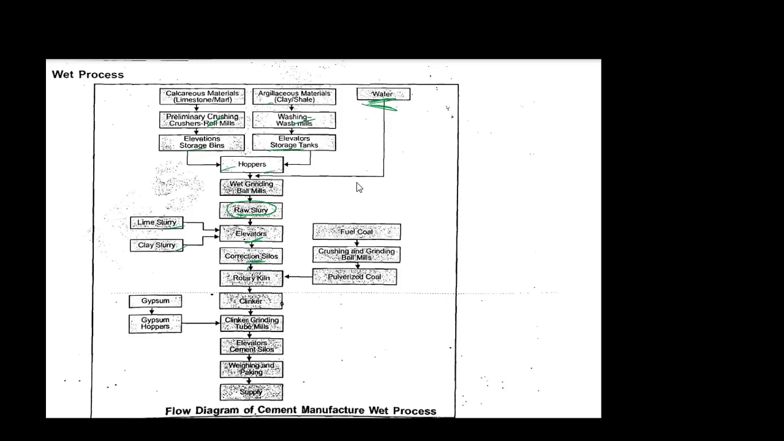The rotary kiln is again where the heating process starts, and the fuel used is generally coal. After the rotary kiln, when the heating is done, clinker is formed. Clinker is the product formed after the rotary kiln, and when the clinkers are ground to the size of cement particles, gypsum is added here. Then packing and weighing are done, and then it is supplied. So this is the process for manufacturing of cement.